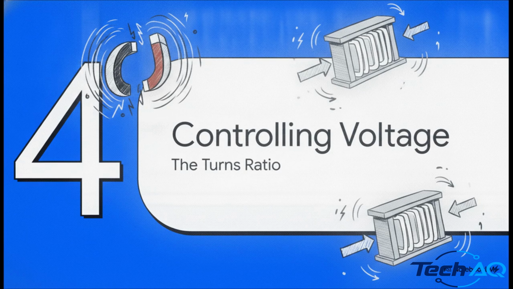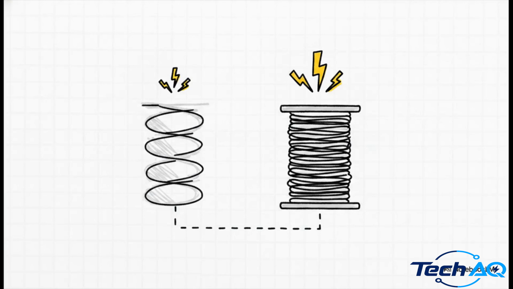All right, Section 4, controlling the voltage. Induction is so much more than just a neat parlor trick. It actually allows us to manipulate the electricity itself. To control the voltage crossing our invisible bridge, we use what's called the turns ratio. It's the primary voltage divided by the secondary voltage, which equals the primary turns divided by the secondary turns.